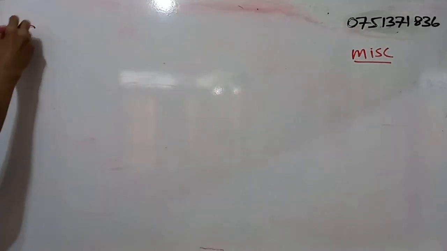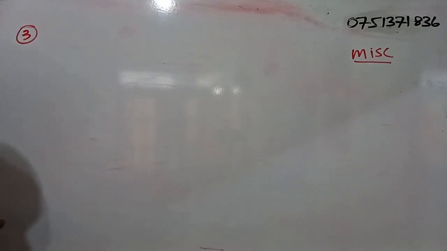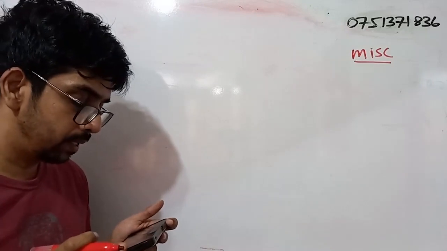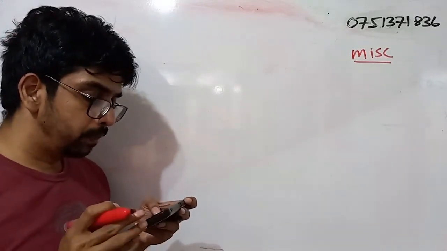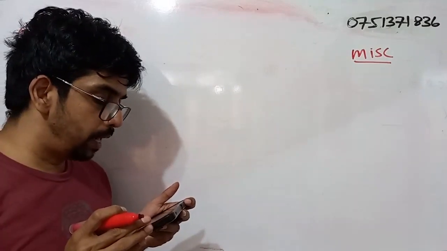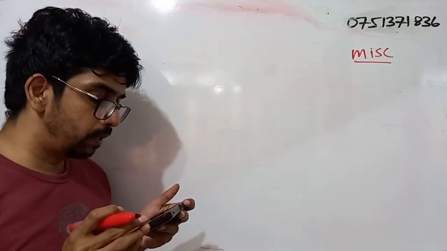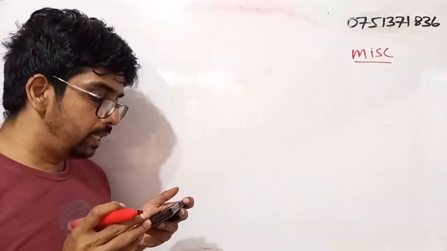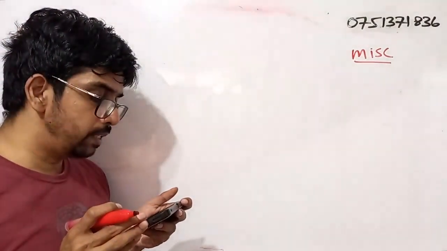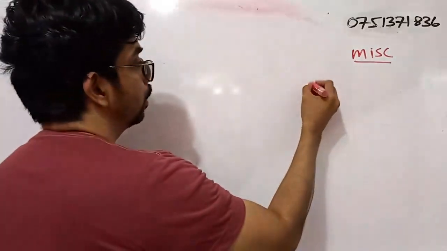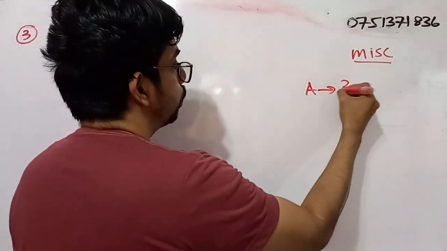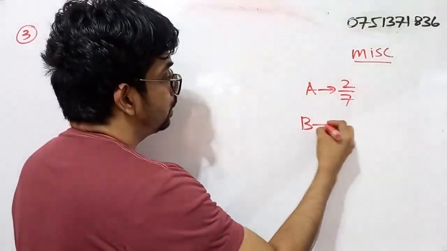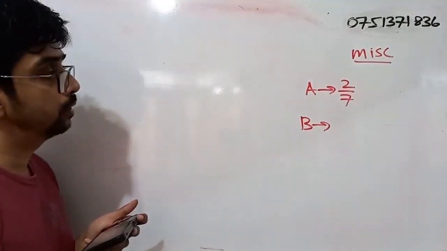Right, miscellaneous questions. Question number 3. A, B and C are 3 owners of a business. The profit from the business was divided between the 3 of them based on the amount they each invested. A received 2/7 of the profit. Then B received twice the amount that A received.